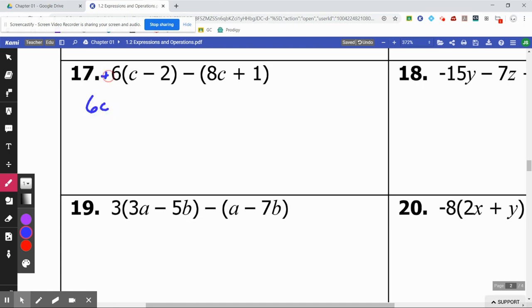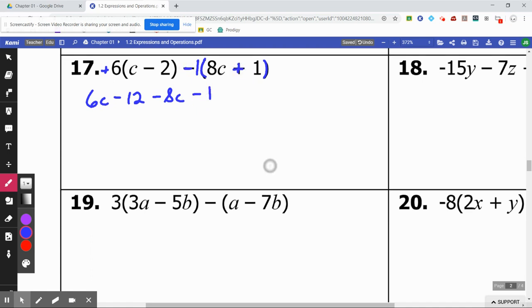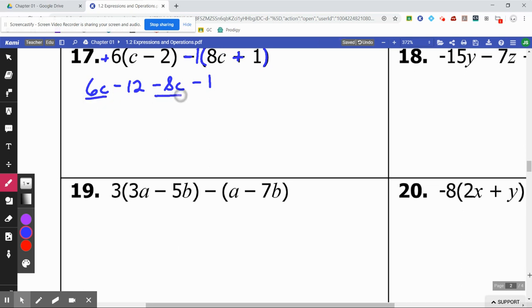Number 17. Distributive property, 6 times c. And positive 6 times a negative 2 would be a negative 12. Now, there's no number in front of the second set of parentheses. If there's not, it's understood to be a negative 1. So we're going to distribute a negative 1 to both of those. Negative 1 times 8c would be a negative 8c, and a negative 1 times a positive 1 would be a minus 1. And again, we're just simply combining like terms. The c's, 6 minus 8 is a negative 2c. A negative 12 and a negative 1 combines to give you negative 13.